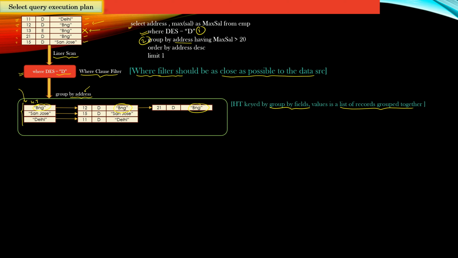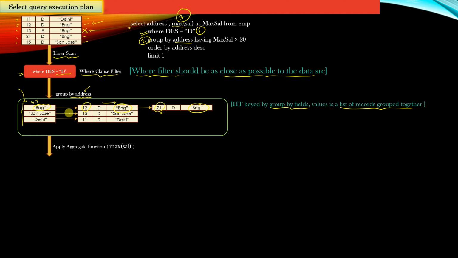Now the step number 3 is to apply this aggregate function. Now how is this aggregate function applied? This aggregate function is applied on each bucket of the hash table. So you can see that we will walk over the linked list of the first bucket of the hash table, and the aggregate function says that we have to pick up the maximum salary value. So out of 21 and 12, the maximum value is 21.